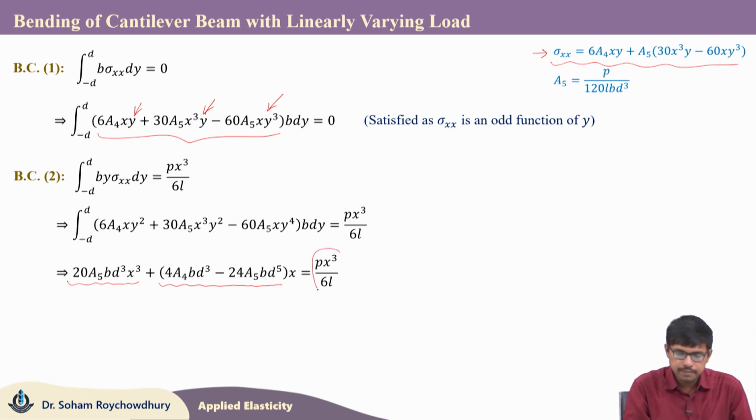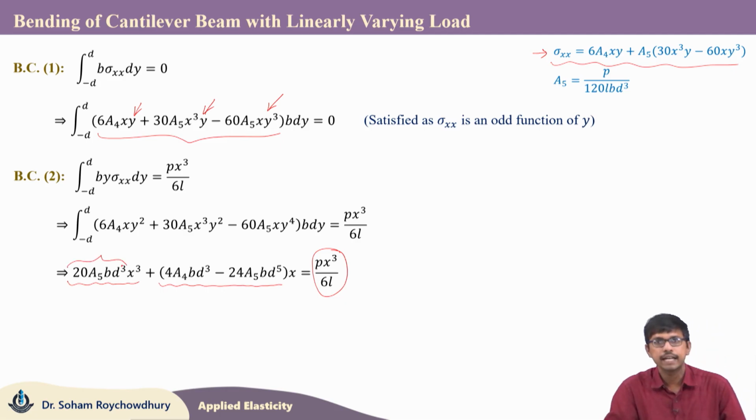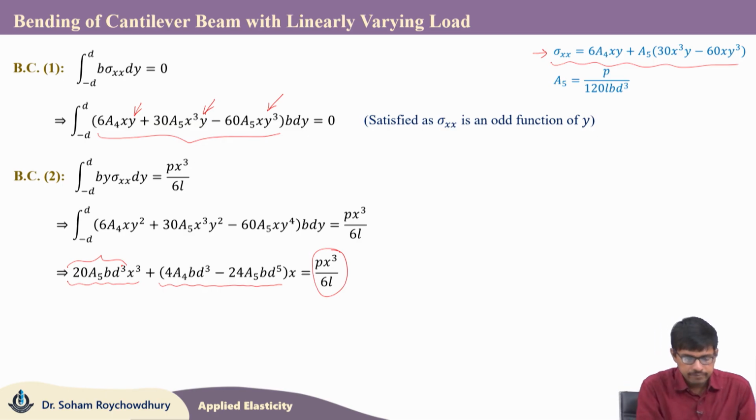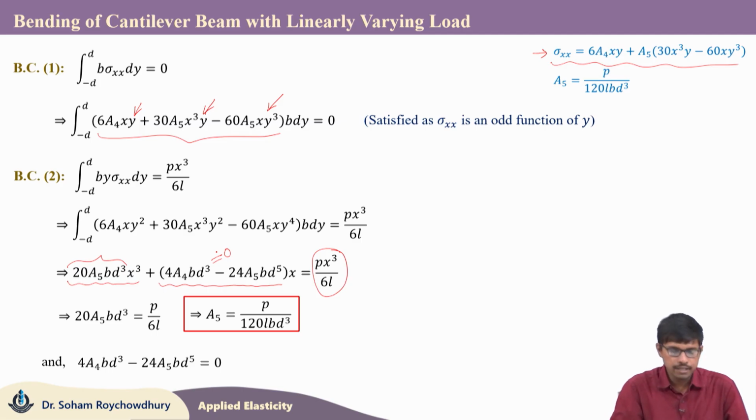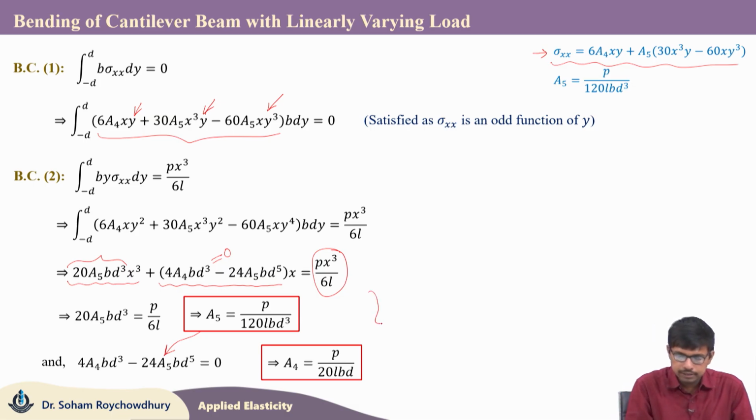Now, comparing the coefficients of x and x cube on both sides: on the right-hand side, the x cube coefficient is p by 6L, which should equal the x cube coefficient on the other side. Similarly, as there is no term on the right-hand side with x, the coefficient of x should be 0. So, we get these two conditions, from which, from the first one, a5 can be obtained as p divided by 120 L b d cube, and using that a5 in the second condition, we get a4 to be p divided by 20 L b d. So, we get both the constants a4 and a5 associated with sigma xx.